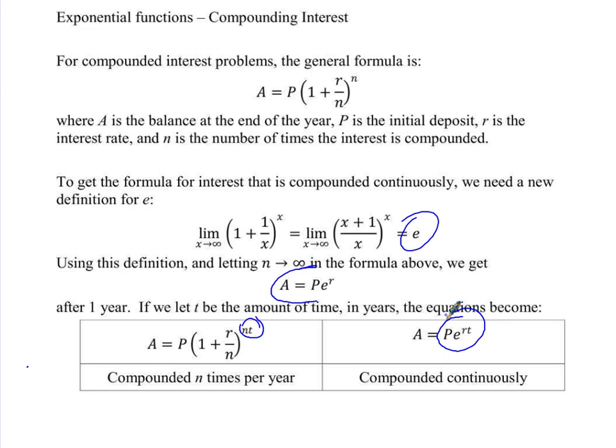Compounded n times per year, compounded continuously. Which one's the best? Well, the answer is it depends, because you like interest, but so do credit card companies. You like interest to be compounded as much as possible. But if you are in debt to a credit card company, then you want interest compounded as little as possible. The difference isn't much, but over time it adds up.